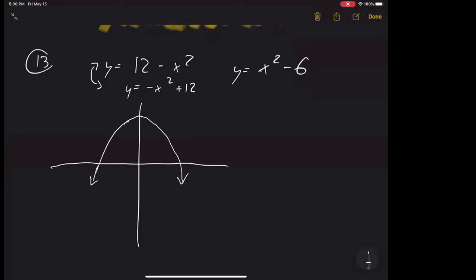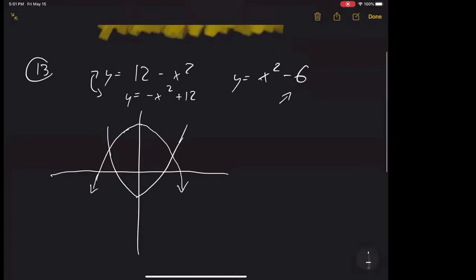And then what about y equals x squared minus 6? Well, that's an upward facing parabola that's been shifted down by 6. So it's going to look something like this. Now this is a really quick sketch.